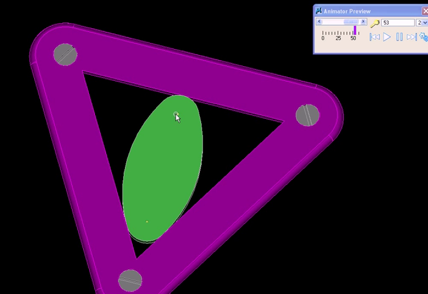The same can be true here. So this is made up of essentially four circular arcs, and that is the trick behind it. Try it for yourself.